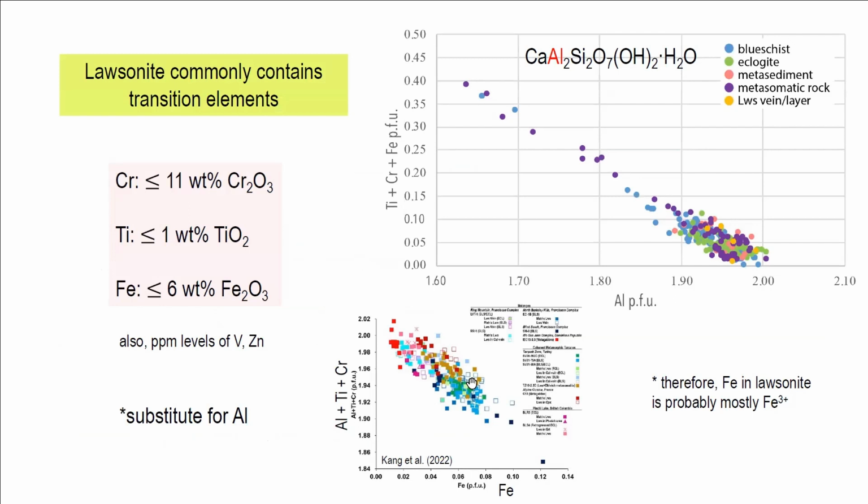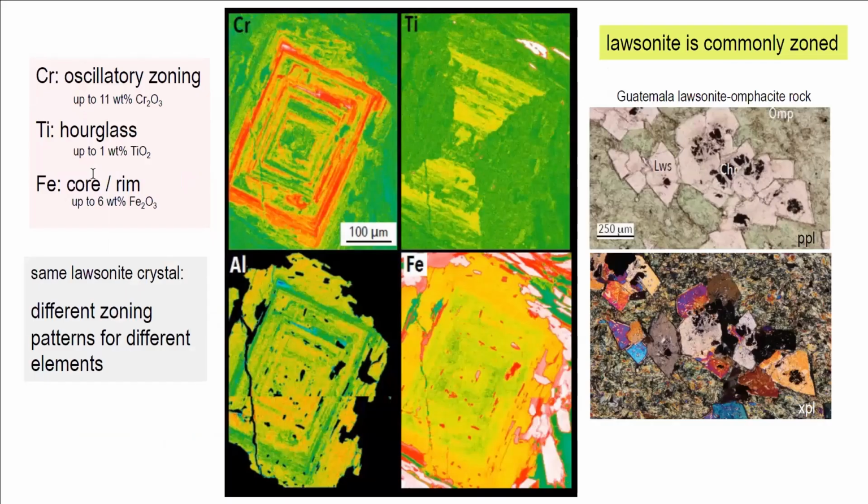Okay, so lawsonite commonly contains first row transition elements, and in some cases substantial amounts. And these mostly substitute for aluminum, which indicates, at least for iron, that it's probably ferric iron, which is interesting for redox questions. And we can see here that these are commonly zoned, and sometimes spectacularly so. Chromium very commonly is oscillatory zoned, and this is all the same crystal here.